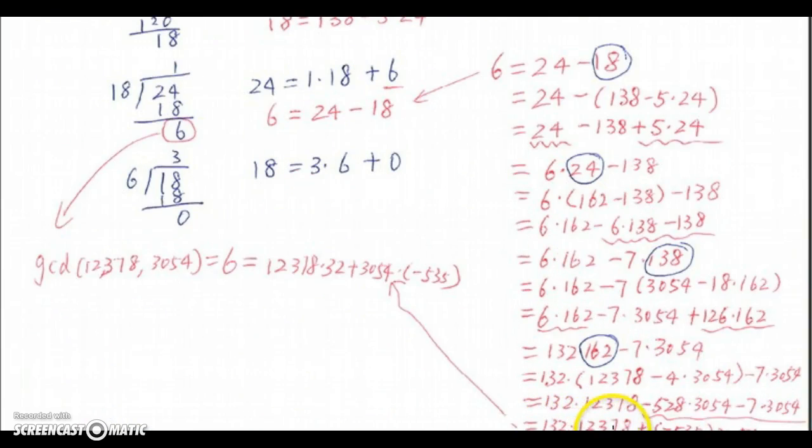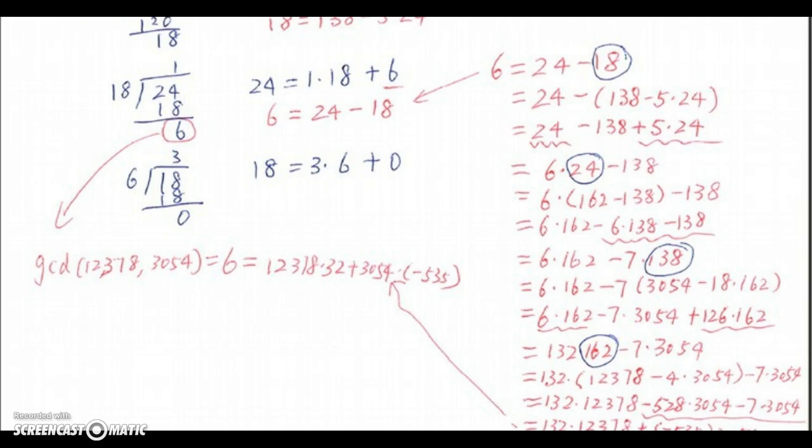12,378 plus minus 4 times 3054. And then multiply out again, distributive property. So 132 times 12378 minus 132 times 4, that is 528 times 3054, and minus 7 times 3054. So these very last two can be combined again. Minus 528 of this number and minus another 7 of them. So together we're subtracting 535 of this number, 3054.